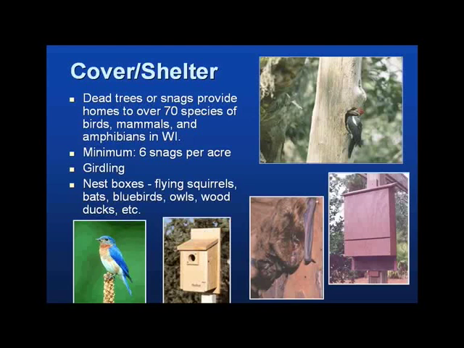Lots of different mammals, over 70 species of birds, mammals, and amphibians in Wisconsin will utilize snags or dead trees. A recommendation is 6 snags per acre. And if you don't have any snags right now on the property and you're interested in this, you can actually girdle a tree, which is essentially killing the tree. You would cut through the bark layer all the way around the tree, maybe 2 or 3 inches in height of bark that you would remove, and basically that prevents nutrients from getting to the tree and it will slowly start dying.